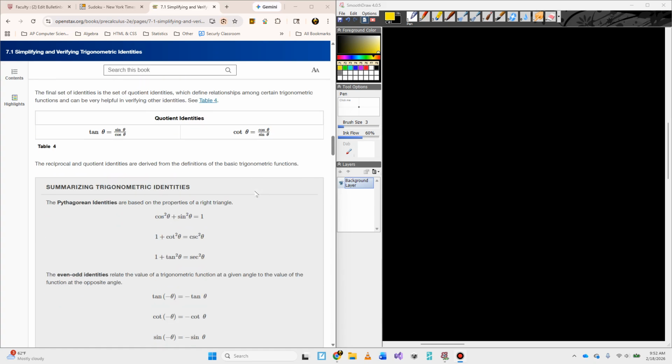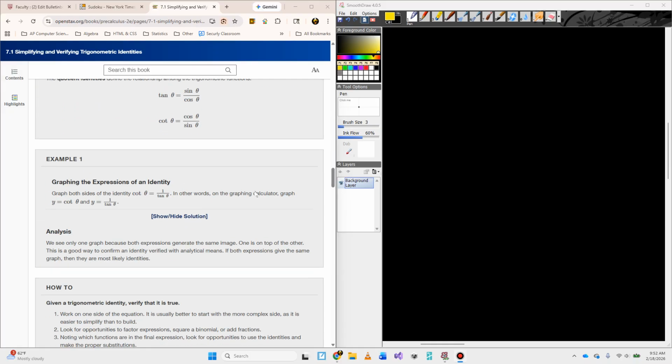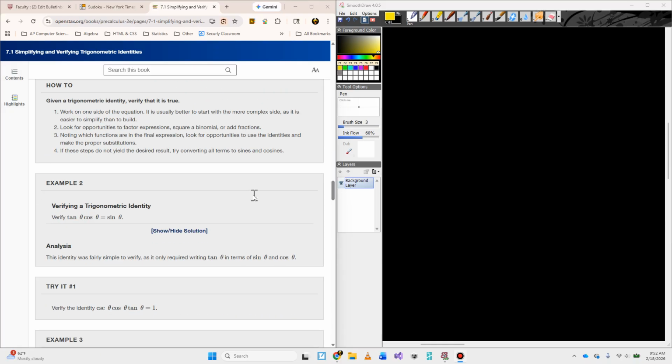So for example, I'm going to scroll down pretty quickly down here, and I'm going to show you an example. So that's something that we might go through. So for example, we might want to verify the trigonometric identity to verify that tan theta times cosine theta is equal to sine theta. And let's see how they go about doing that.